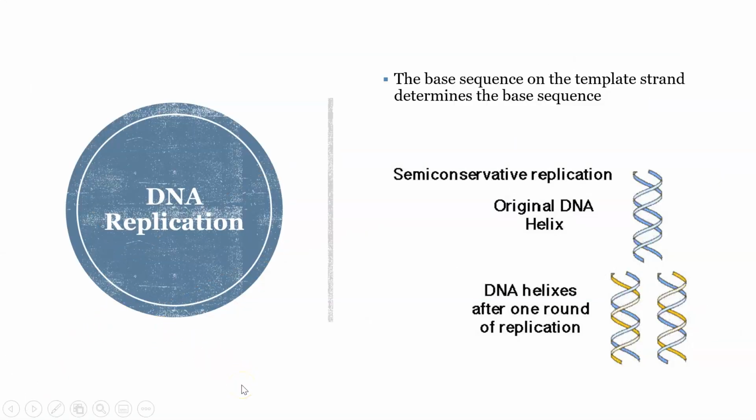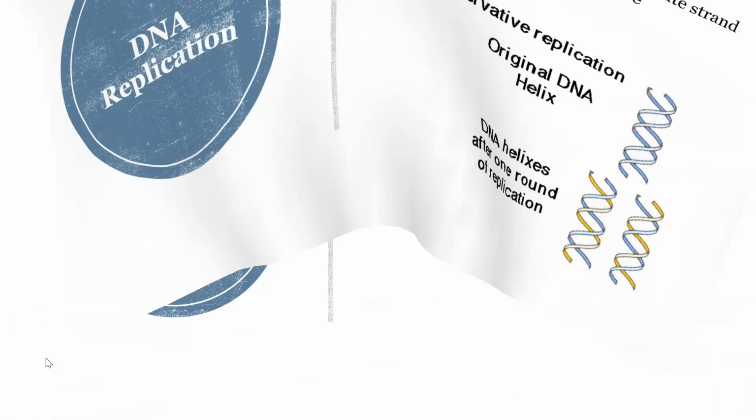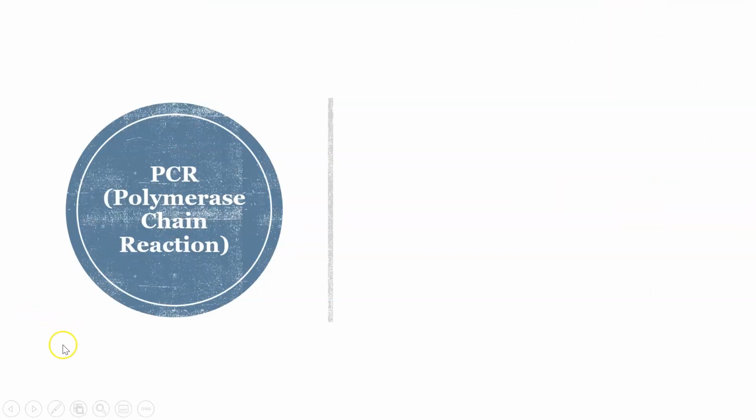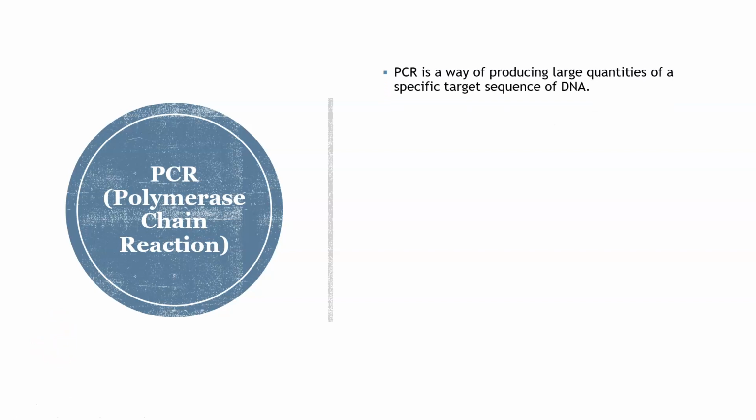Okay, so just a few other things. The base sequence on the template strand determines the base sequence of the daughter strands. We call this semi-conservative replication because you see the two blue strands are the parent strands, and there's a blue strand in each daughter molecule. Okay, so it's semi-conservative because it keeps one strand of DNA in the new double helix formed.